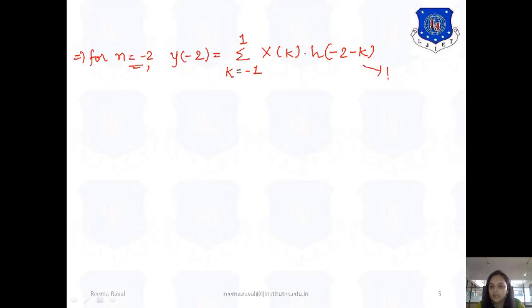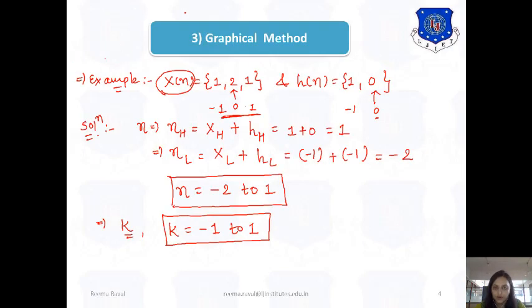So for n equals minus 2, the formula will be y of n, that means y of minus 2, equals the sum over k equals minus 1 to 1 of x of k into h of n minus k, where n is minus 2. Okay, so n minus k, right? We can write this as h of minus k minus 2. Alright, over here the x of n given to you is 1, 2, 1 and h of n is 1, 0, right?